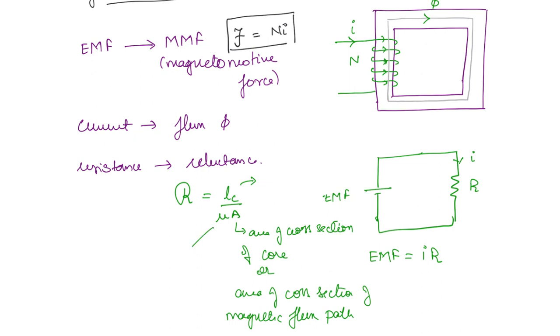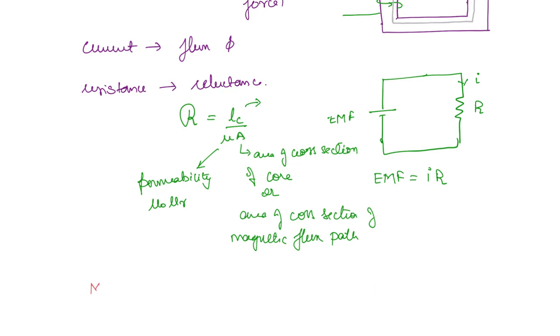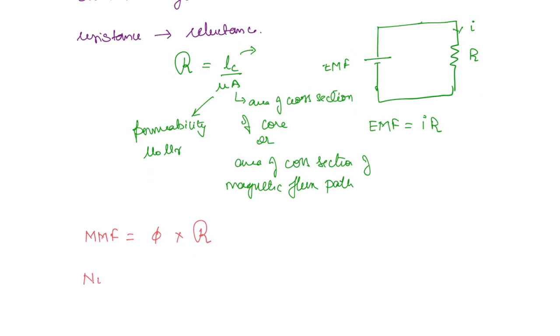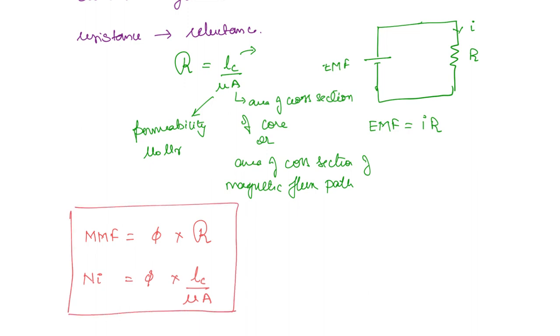And mu is the permeability. This is equal to mu naught into mu r. Mu naught is the permeability of free space, 4 pi into 10 to the power minus 7, and mu r is the relative permeability of the material. So what is the final equation here? MMF is equal to flux times the reluctance. MMF is given by Ni, the flux is as it is, and the reluctance is given by Lc by mu A. This is the equation that we are going to use in magnetic circuits.